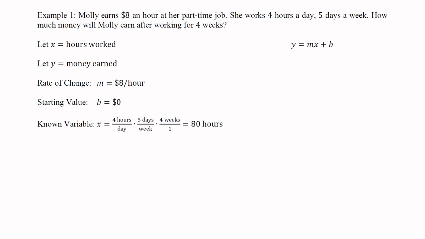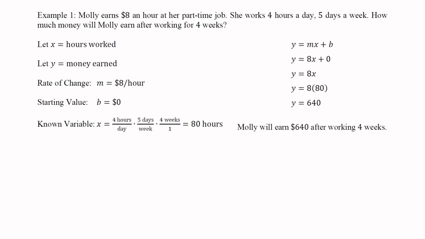total. So we take our slope-intercept form, and we're going to plug in 8 for our slope and 0 for our y-intercept, because that is our rate of change and our starting value. And the known variable is x, so we can plug that in as well. So we have 8 times 80, which gives us 640 for y, and that is the amount of money that she will have earned after 4 weeks, $640.